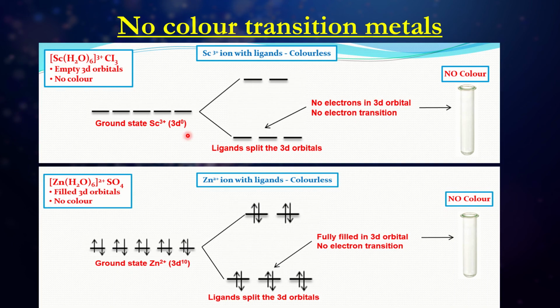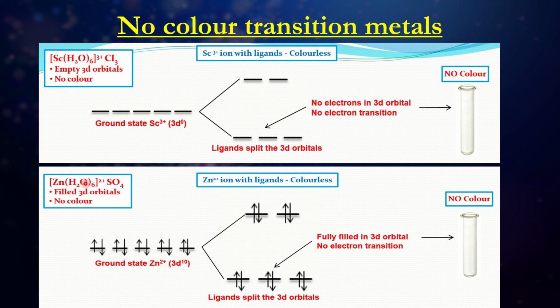Let's have another look. So scandium, we can see that although the 3D orbital is empty, we have split the 3D orbital, but there are no electrons in the 3D orbital, and so there are no transitions. So in this case, there is no color, even though it has ligands in it. If we're not seeing any electron transition in that 3D orbital, then we don't see a color.